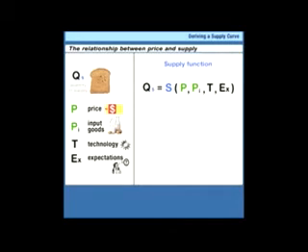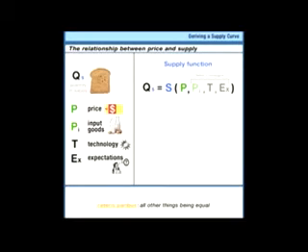Once again, we'll be invoking the assumption ceteris paribus to look at how the quantity of bread supplied in the market is influenced by changes in the market price of bread, holding constant expectations, technology, and the price of inputs. This will give us a supply schedule, and we'll begin by looking at the supply schedule for an individual firm. Suppose we have a baker whose behavior can be summarized in this table. That is, the quantity of bread that our baker supplies is related to the price of bread.